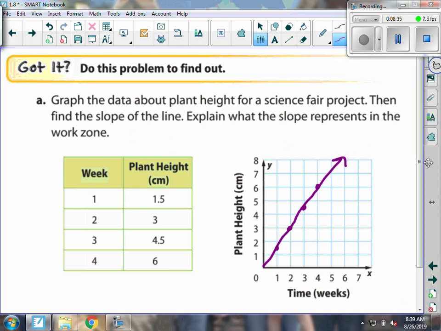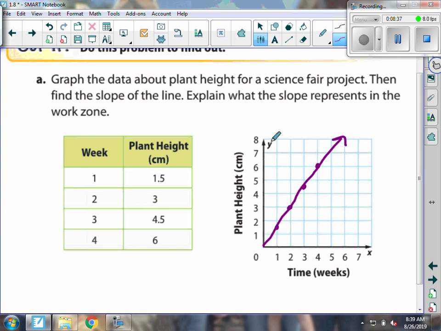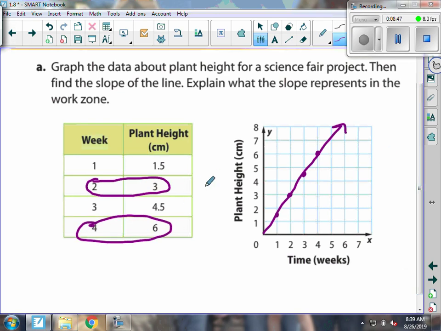So we need to figure out what our slope is. So you're going to pick 2 points. This time I'm going to use this one and this one. So I'm going to find my change in y. So 6 minus 3 over my change in x, 4 minus 2. So 6 minus 3 is 3, 4 minus 2 is 2, and then we need to simplify this.